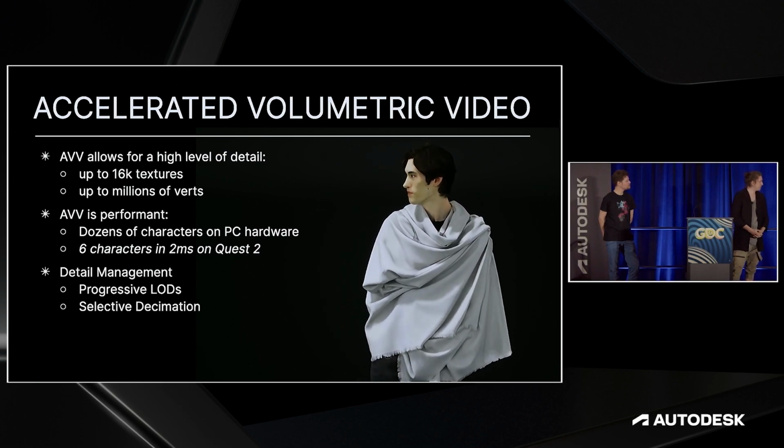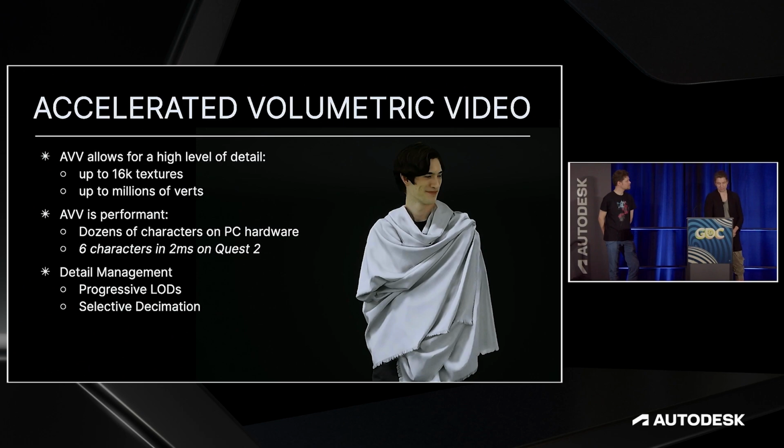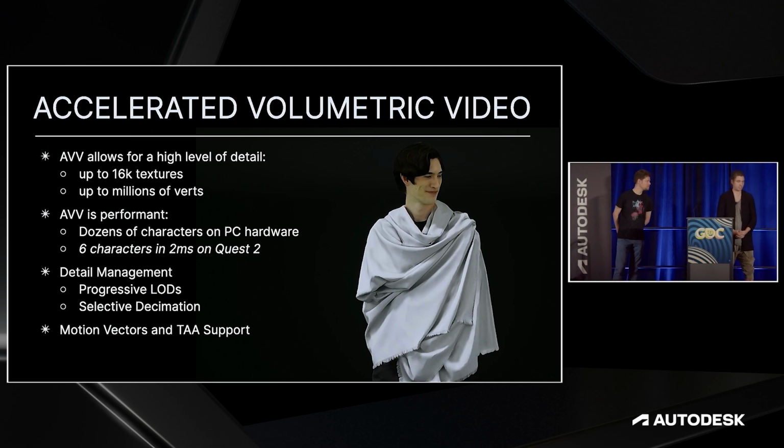It's got detail management, so it does progressive LODs, not just in rendering cost, but also in disk I/O cost. So you only load in the data you're going to render that frame. And it allows for selective decimation, so you can maintain more detail in, say, the face or the hands than, say, the legs of a character. Finally, it supports motion vectors and temporal anti-aliasing, so you can get motion blur or really good and cheap anti-aliasing that's prevalent today in high-end rendering pipelines.